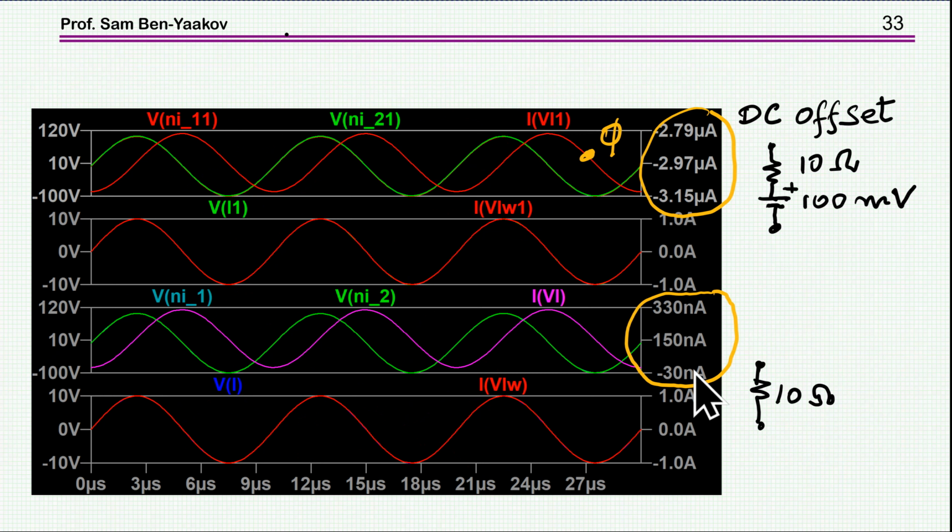You see that originally, without the DC, we are talking about 330 nanoweber, while here it's already 2.8 microweber due to the shift caused by this 100 millivolt DC. Obviously, if the shift is too large, and if we're talking about a physical ferromagnetic material, then we have a problem of saturation, which is of course not dealt with in this presentation.